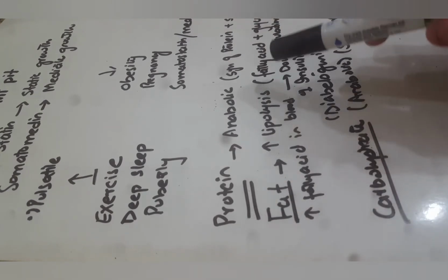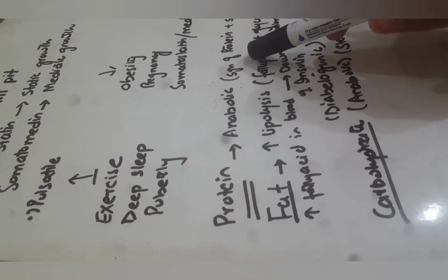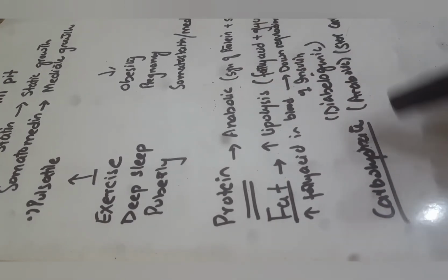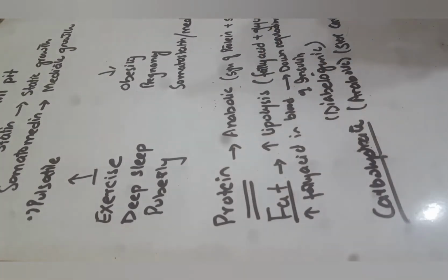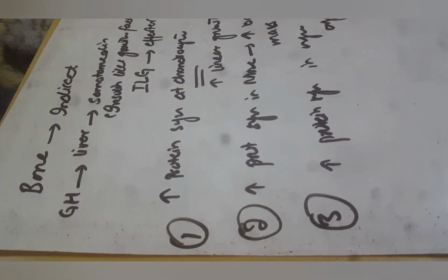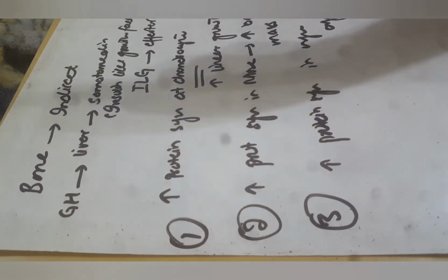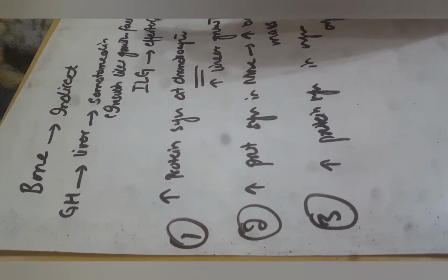In fat, lipolysis breaks down fats into fatty acids and glycerol. When there is increased fatty acid, there is a down regulation of insulin that leads to the diabetogenic effect. Carbohydrate is an anabolic effect; it stores carbohydrate. These are all direct effects of growth hormone. There is an indirect effect as well: when growth hormone has to act on the bones, it first goes into the liver, then somatomedins, that is insulin-like growth factors, are released, and they act on the effector organ.